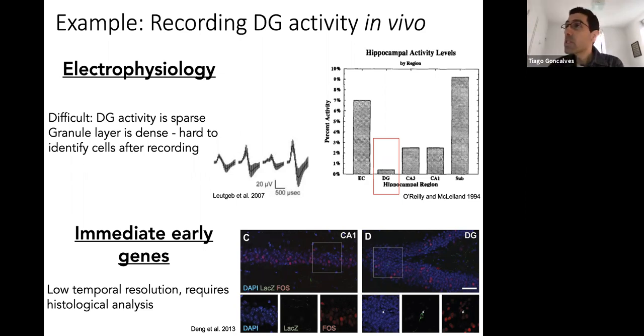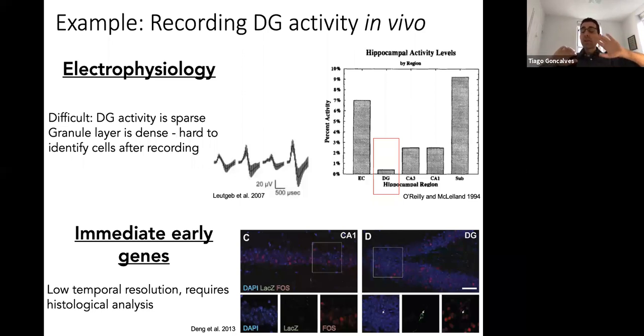When you have very sparse signals, traditionally the way that we've done recordings in the brain is to stick a wire into the brain and you see what kind of responses you get. And the problem here is that if you do that in the dentate, most of the time you hear crickets. It's absolutely nothing, right? So you need to sample. So with electrophysiology, activity is very sparse.